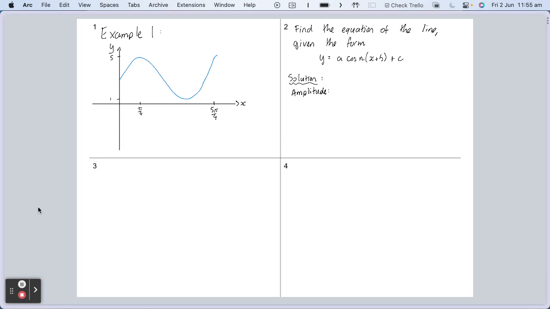So the amplitude. The first thing I do is work out the distance from one of the maximums to one of the minimums. Okay, so it goes from 5 down to 1. So I need to know this distance here. So for the amplitude, I go 5 minus 1 is equal to 4. Therefore, A is equal to 2. 4 divided by 2, if you can't work out where I got that from. So from the peak to the trough, from the maximum to the minimum, there's a length of 4 units. So therefore, the amplitude is half of that, which is 2 units. Is that okay? So now I know what A is equal to.